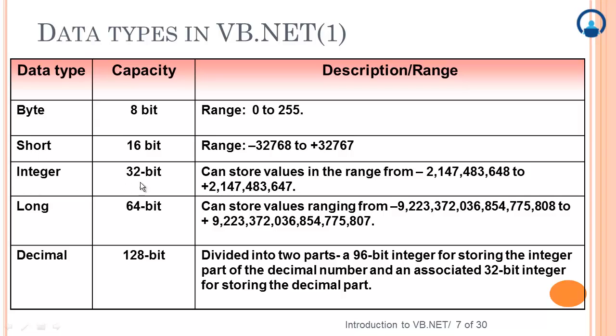Integer, the capacity is 32-bit. You can store values in the range from minus 2147483648 to plus 2147483647. Long has 64-bit and the value range is given here. Decimal is 128-bit, which is divided into two parts: a 96-bit integer for storing the integer part of a decimal number and an associated 32-bit integer for storing the decimal part of the variable.